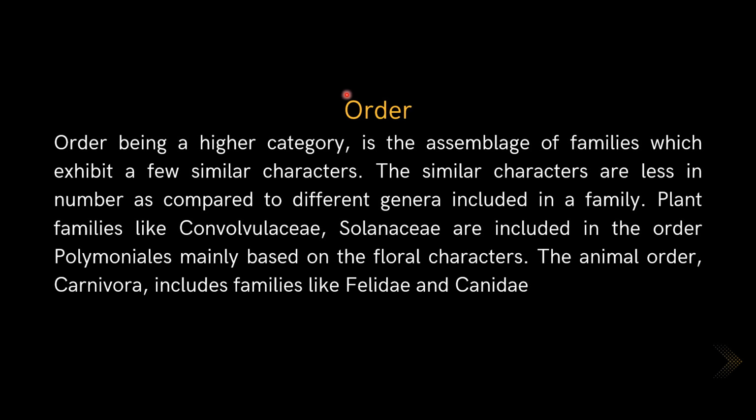Moving on to order. Order is a higher category that includes families which exhibit a few similar characters. As I already told you, as we move forward, the common characters keep on decreasing. Thus, order has fewer common characters as compared to family. Plant families like Convolvulaceae and Solanaceae are included in the order Polemoniales. These are examples of families included in this order, and the order Carnivora includes the families Felidae and Canidae.